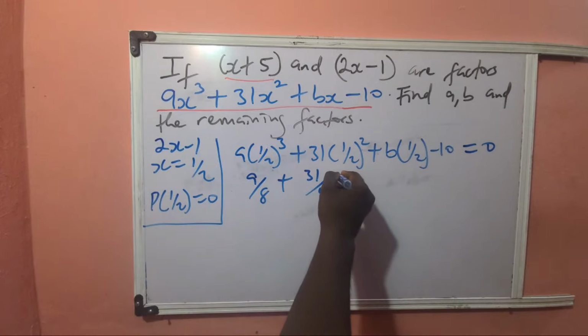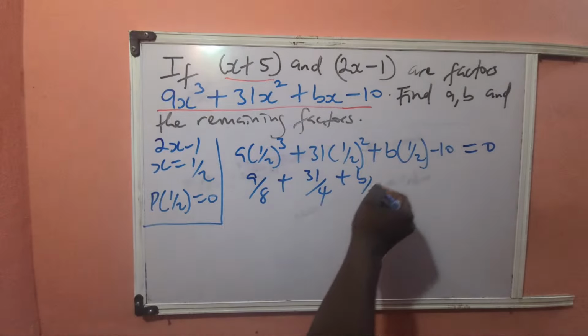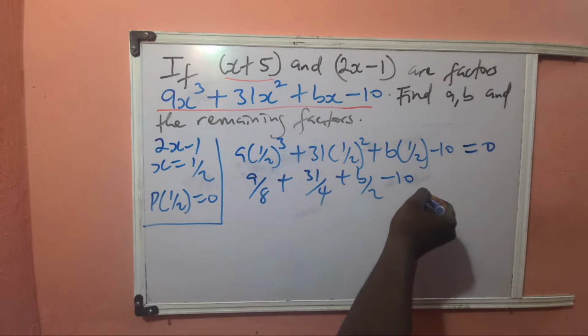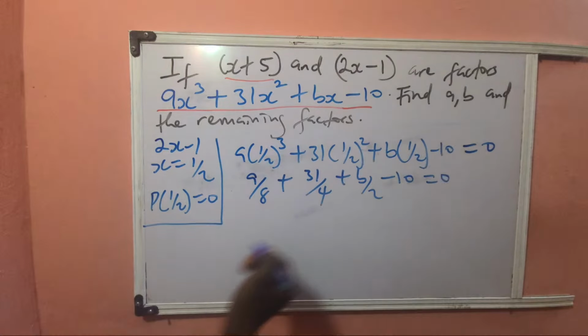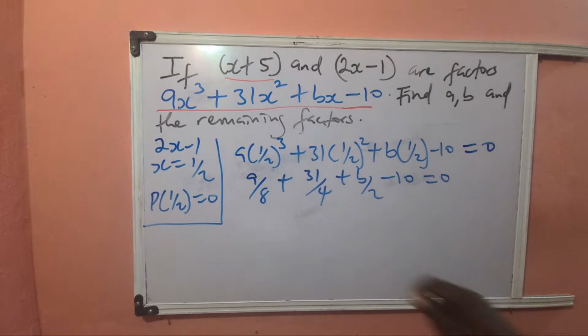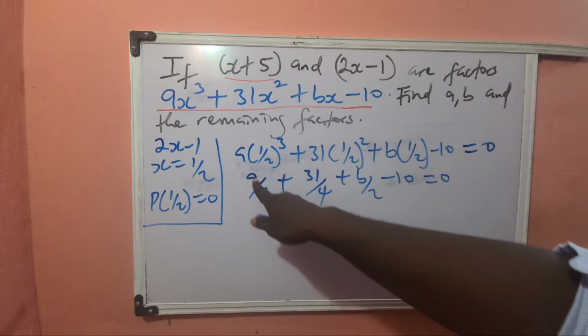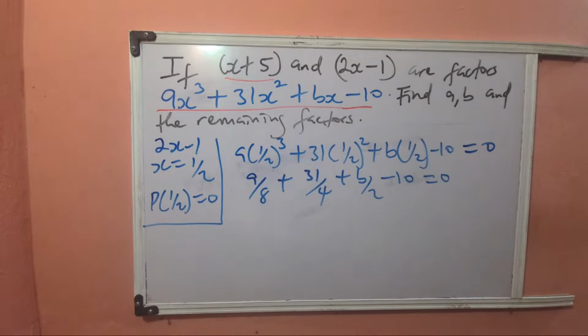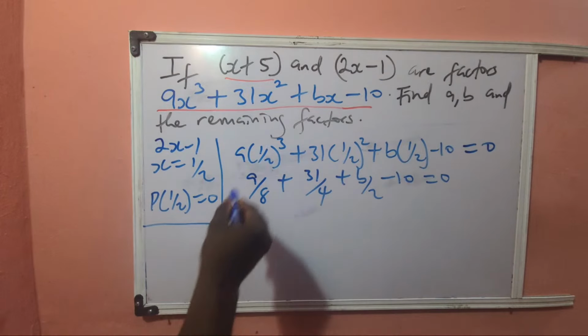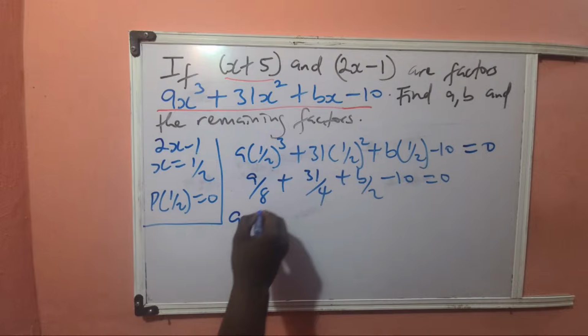Then we have b over 2. Then we have minus 10 equals to 0. So if you go on to solve this, if you want to solve this much better, you just have to multiply through with 8. So if you multiply through with 8, which was the highest denominator here, of course, this will turn to a.